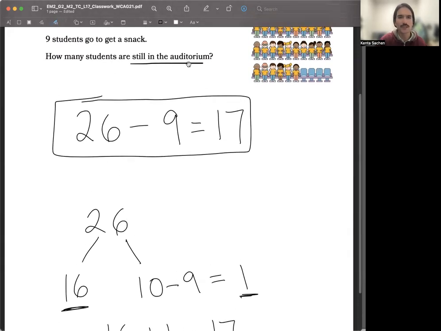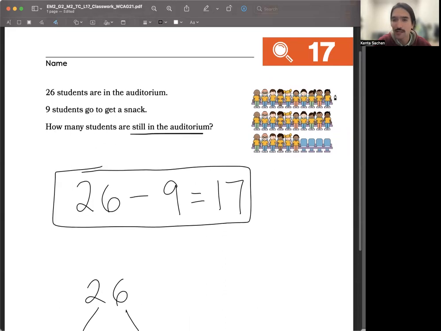Right, so how many students are still in the auditorium? How many students are still there? How many? Yeah, 17 students are still there. And you know what we can do? We can double check with this picture here, right? It looks like there are 26 students here. Can you count right now to make sure that there's 26 students here? Can you give me a thumbs up when you know for sure there's 26 students?